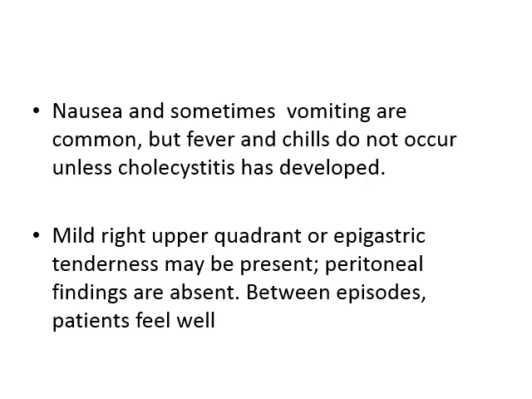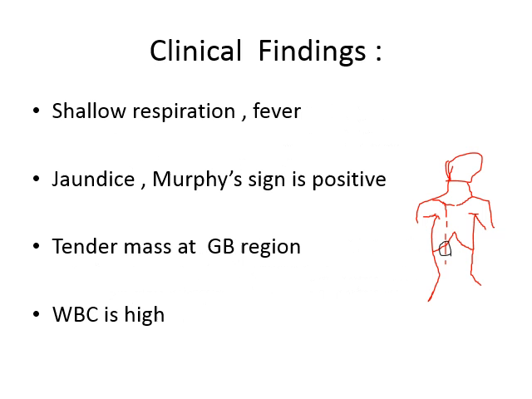Nausea and sometimes vomiting are common, but fever and chills don't occur unless cholecystitis has developed. Usually, nausea and vomiting are associated with any other visceral pain. It's considered an autonomic nervous system manifestation. Mild right upper quadrant or epigastric tenderness may be present. Peritoneal findings are absent, and this differentiates it from peritonitis, for example. Between episodes, patients feel well because in 95% of the cases you will find the stone is impacted at the gallbladder neck, and it will be a cause of acute cholecystitis.